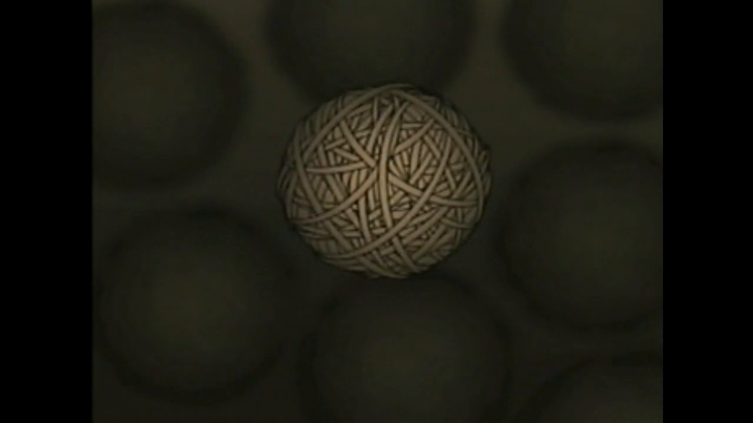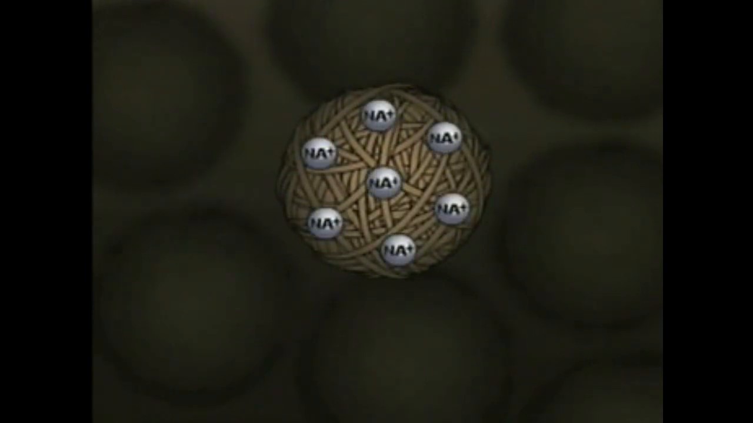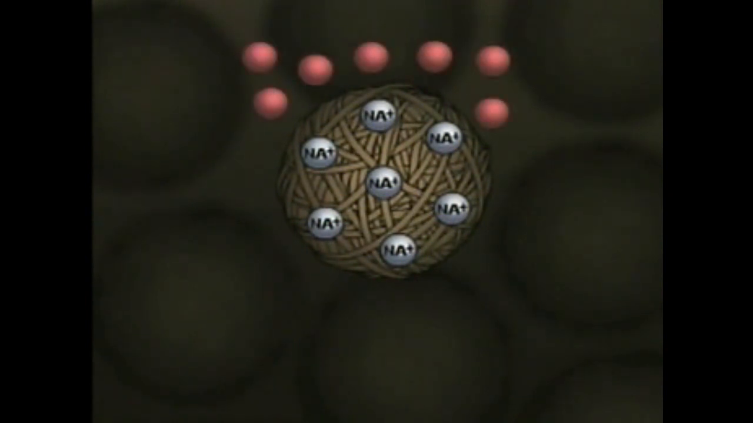Each bead in the resin bed has thousands of charged areas called sites. In this example, each site is occupied by a sodium ion, which is a soft ion. When the water contacts the resin beads, the calcium and magnesium ions in the water, the hard ions, compete with the sodium ions to occupy the charged sites.